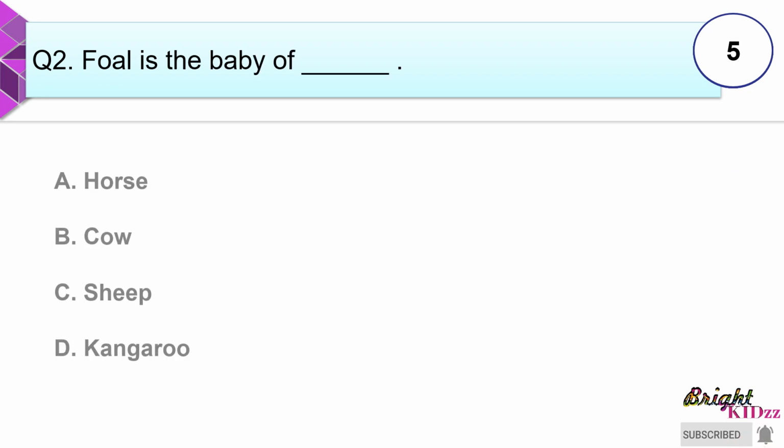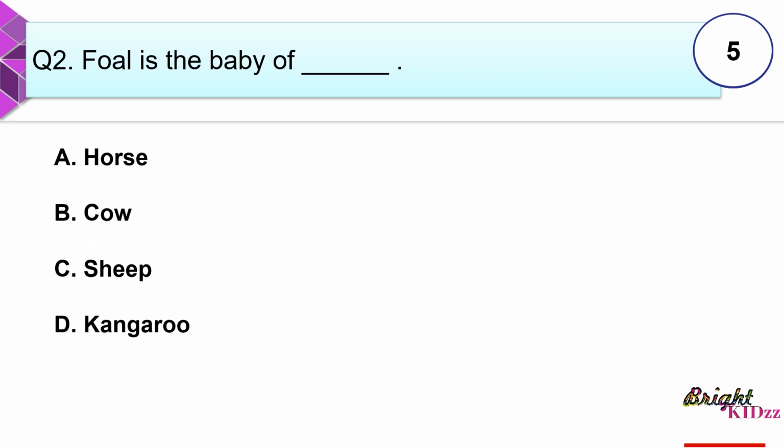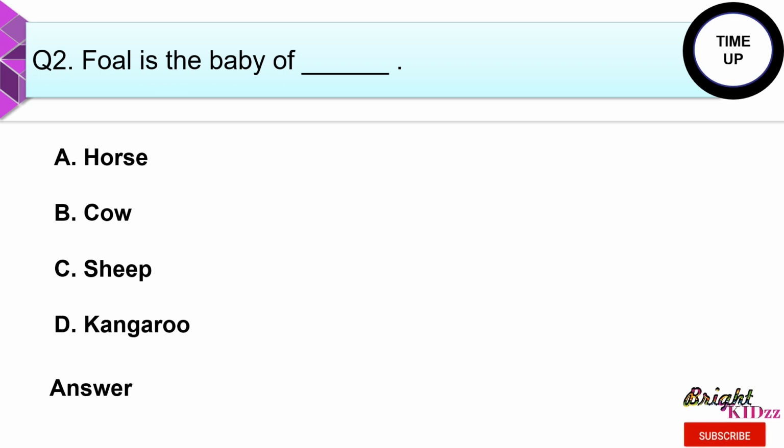Foal is the baby of horse, cow, sheep, kangaroo. Answer horse.